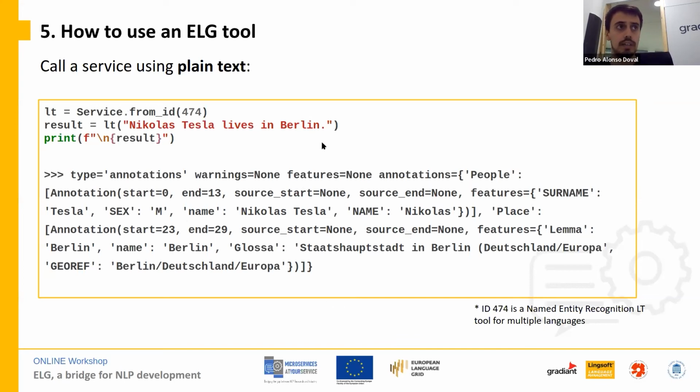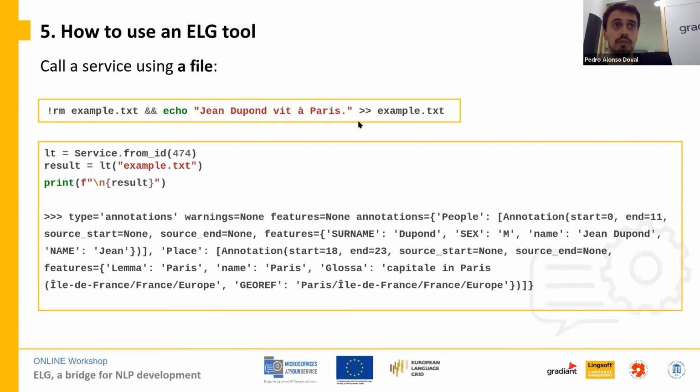Another way to do the request, instead of using plain text, is to use a file. If you have a file, for example, named example.txt with a text inside, you can indicate the file to the service and you will receive the answer. In this case, it's a different request from the previous one, but you can see annotation types where Jean Dupont is a name, for example.